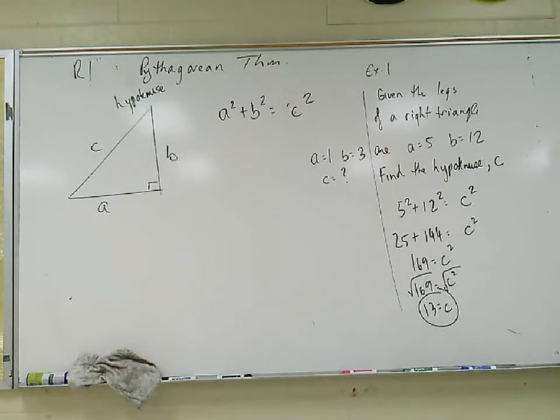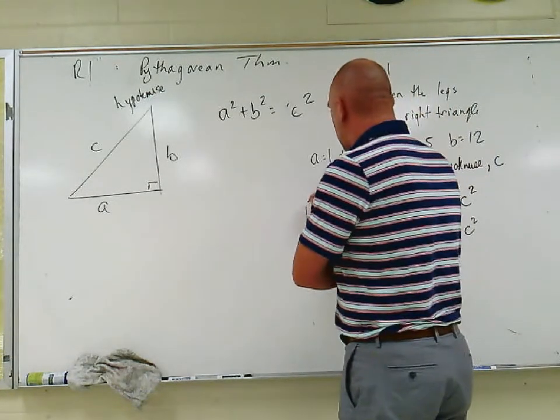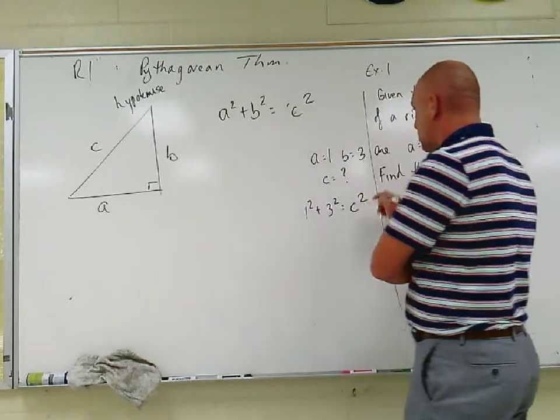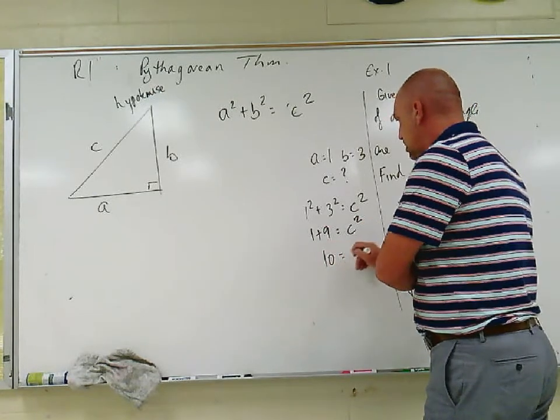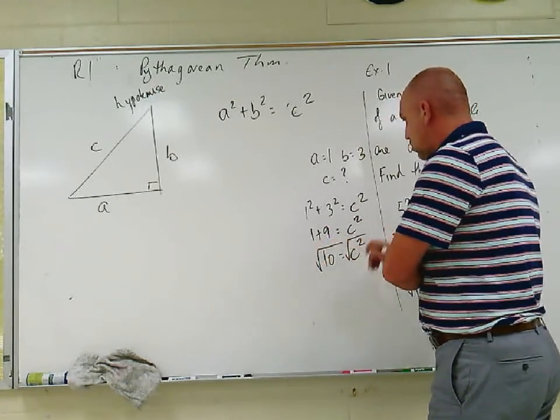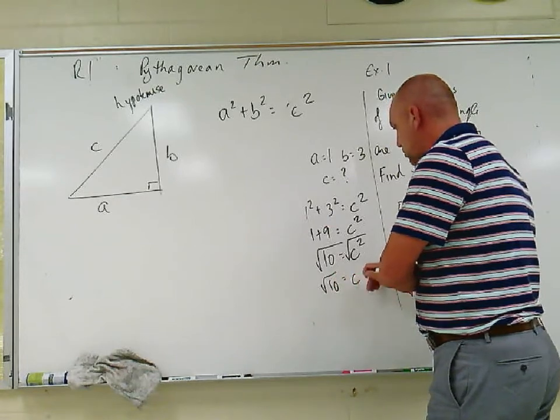All right. Got an answer? Leah, what did you get? 3.16. Leave it as a square root. Square root of 10. It may say either put a decimal to 2 places or leave it as a square root. When we get into MyMathLab, we'll see how they want us to write it. If you write this out, 1 squared plus 3 squared is C squared. 1 and 9 is C squared. We get 10 is C squared. So the square root of 10 is C squared, oh, I'm sorry, is C.